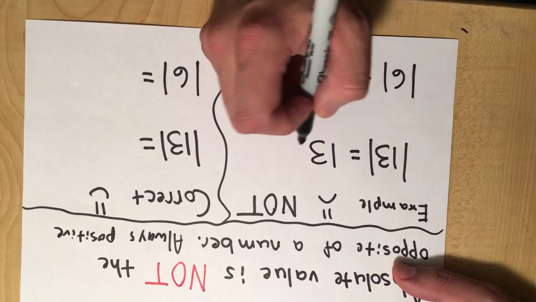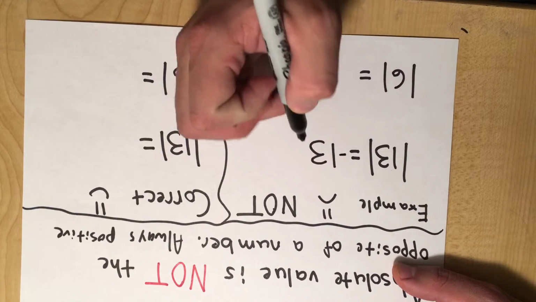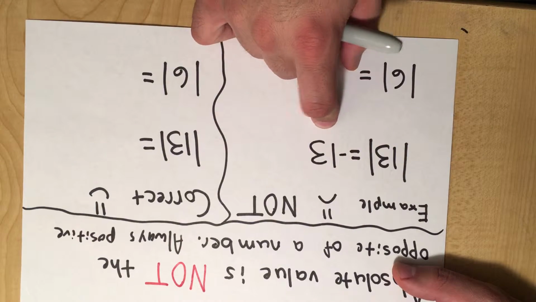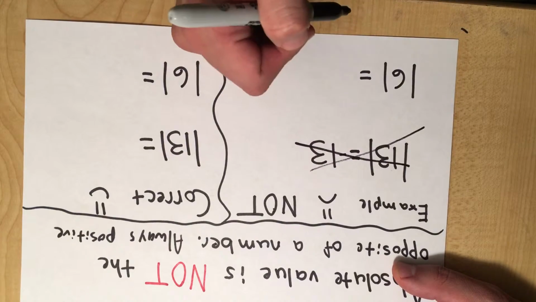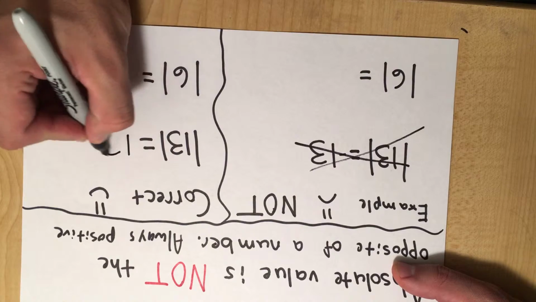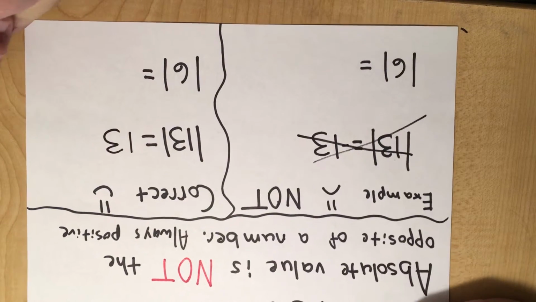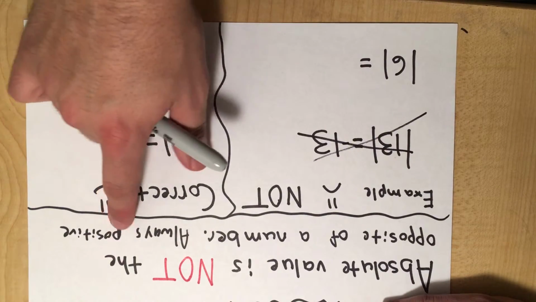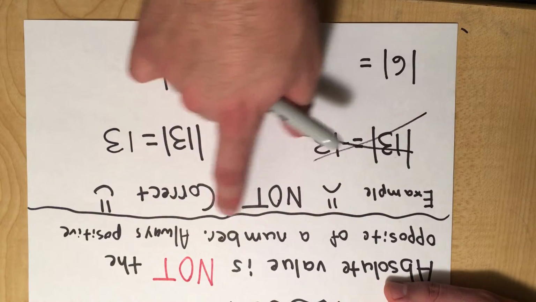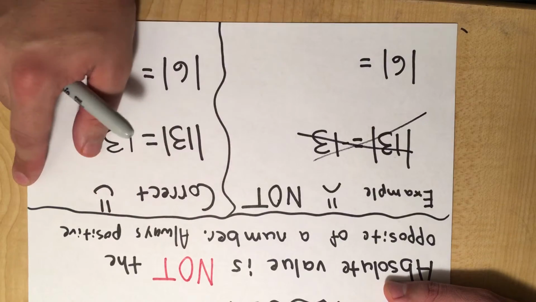So this is not what it is. If you were to put that the absolute value of 13 is equivalent to -13, this right here would be wrong. What's correct is that the absolute value of 13 is equivalent to 13. Okay? Why? Because the absolute value is not the opposite of a number. It's just how far away a number is from zero, and you will always get a positive answer.